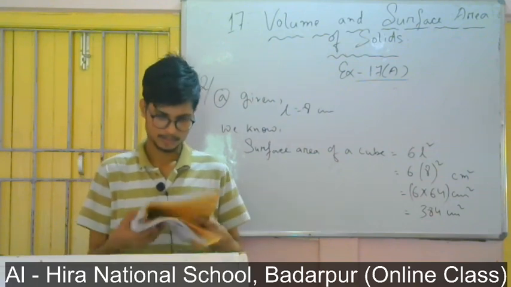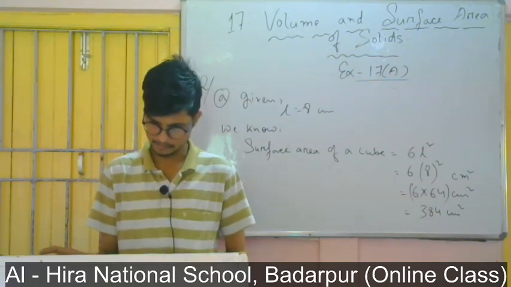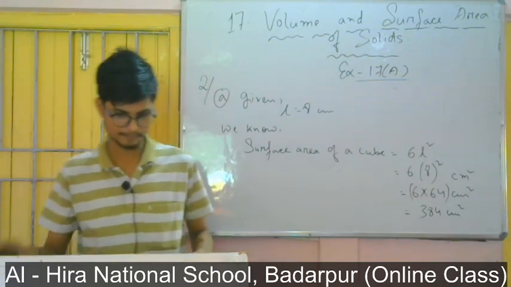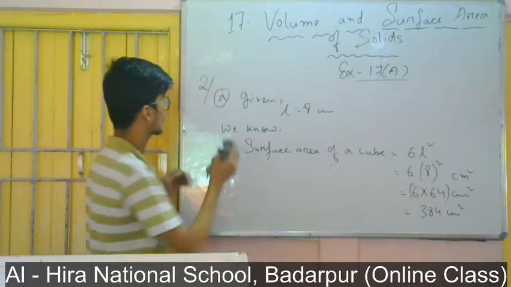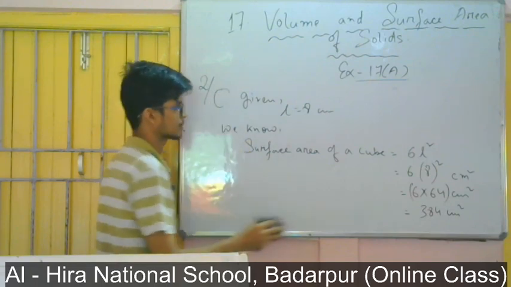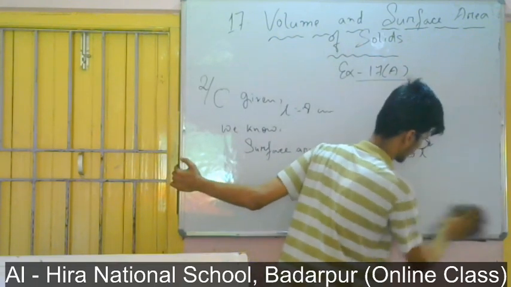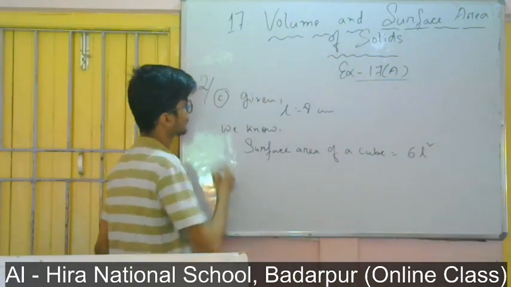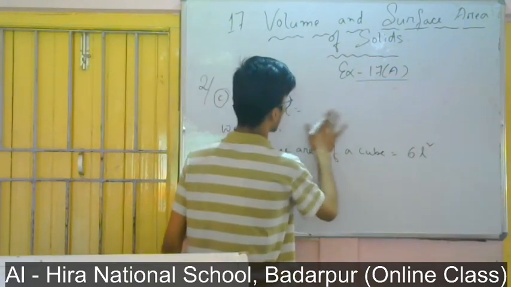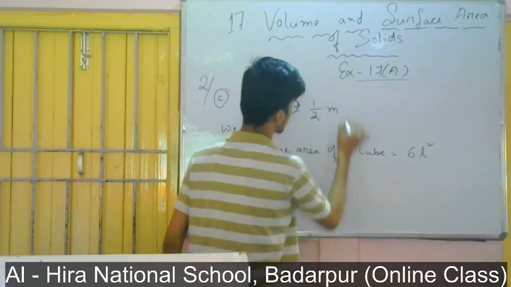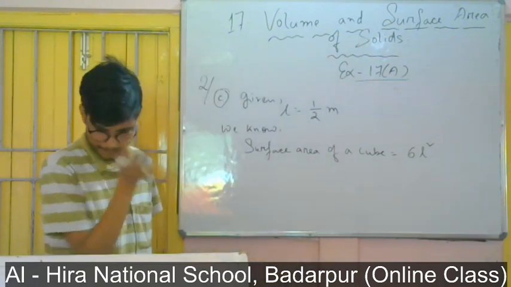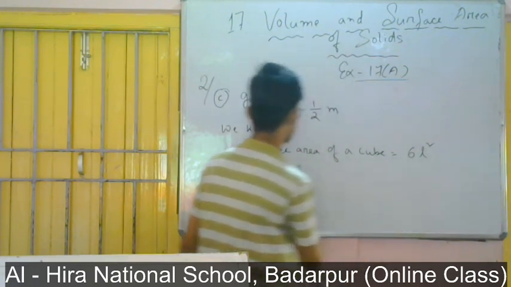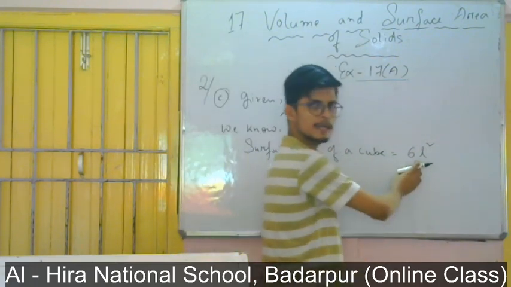Then question B you can do. Okay, let me do Roman numbers. Question number C, it is half meter. So same, actually everything same. Let me do 2C, half meter. So same thing, we know the surface area of a cube equals to 6L squared.